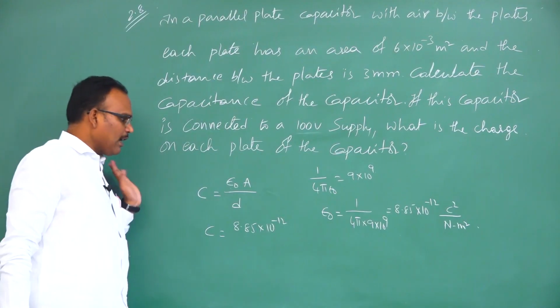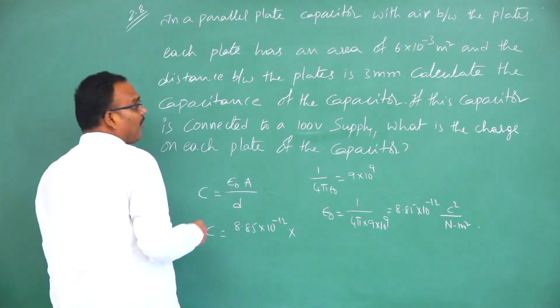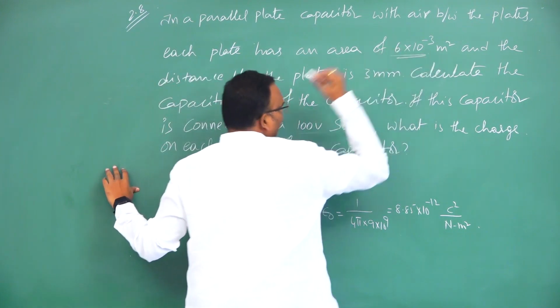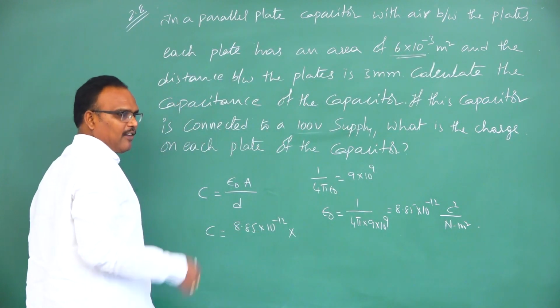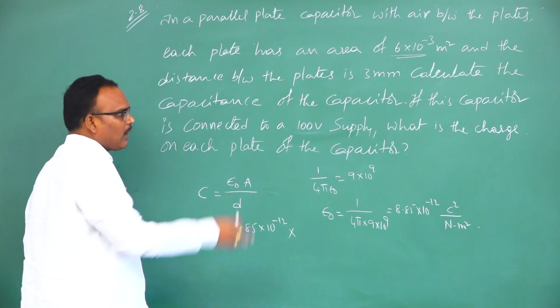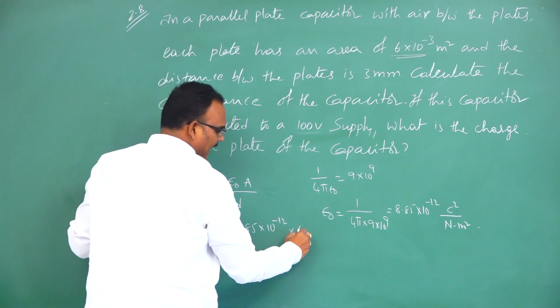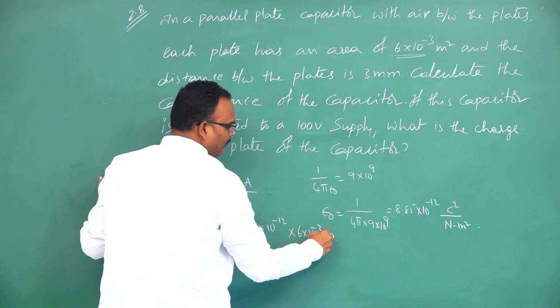So epsilon naught value I have substituted here. Area of each plate is given, where A is area of one plate only. If both are identical, there is no ambiguity. We will take that area directly. 6 into 10 to the power of minus 3.